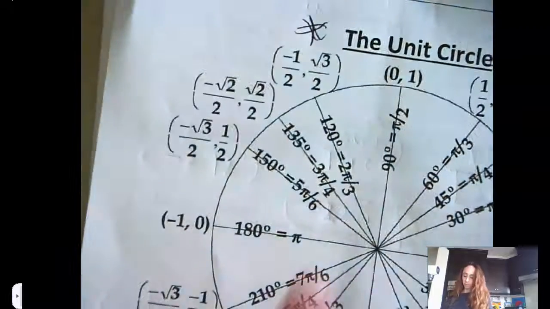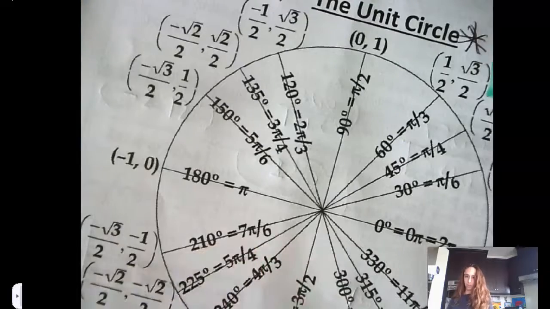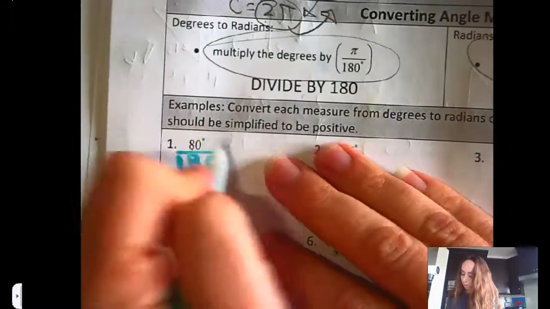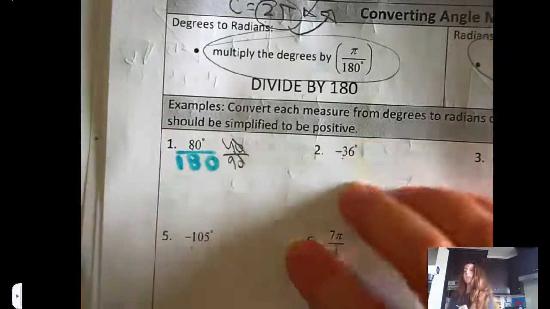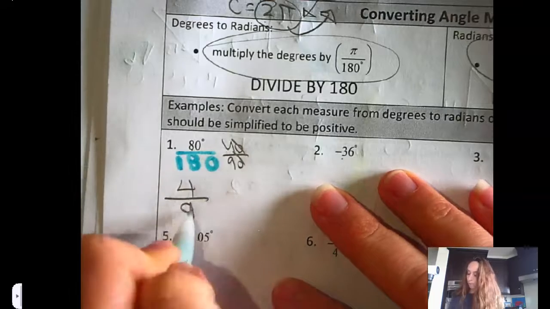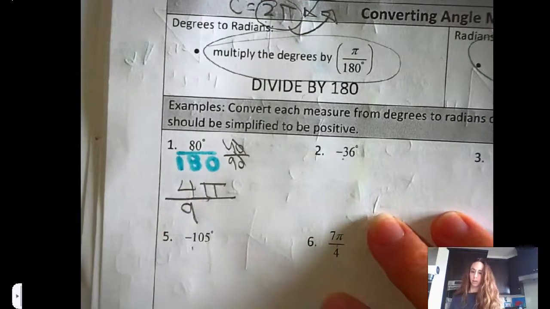Let me show you the unit circle. If you look here, see 2 pi over 3, 3 pi over 4, 5 pi over 6, 7 pi over 6. Pi is 180. Okay? So when you look here, I'm going to go 80 divided by 180, which is 40 over 90. I'm simplifying because I'm too lazy to plug it into Desmos, and I get 4/9. So now I have 4/9, but is it in radian mode? No, it's not in radian mode until you put the pi there.